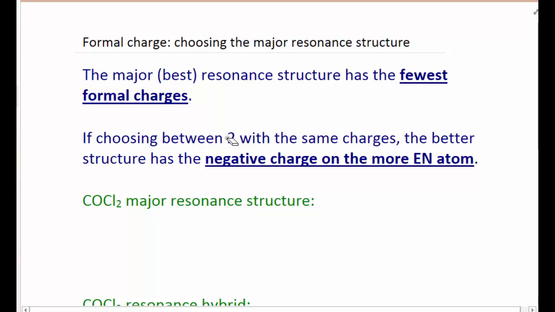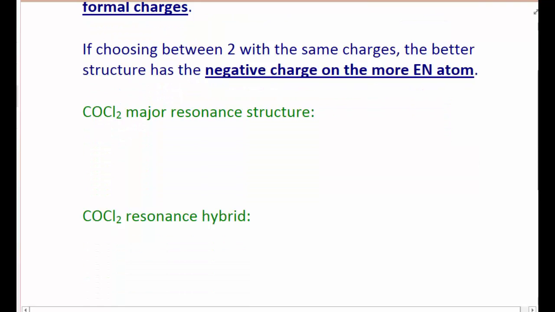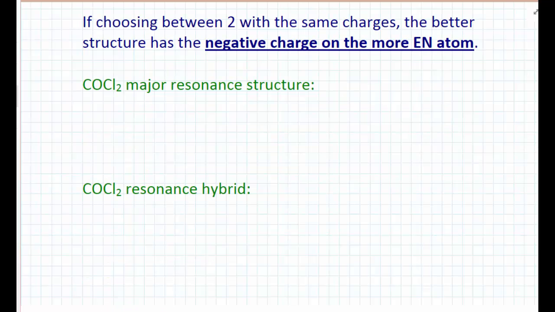If we're ever choosing between two that have the same charges, for the better resonance structure, we're going to look at where the negative formal charge is. It's better to have a negative charge on the more electronegative atom. Electronegativity means that the nucleus of that atom is pulling electrons towards it. So that negative is going to be happier on an atom that can pull minuses towards it more. So that's what we're going to be looking for also, and we'll get a chance to see that in a second. So let's just redraw what that major resonance structure was.